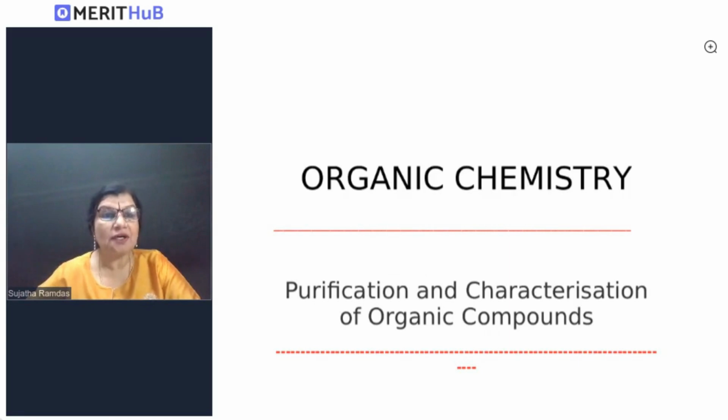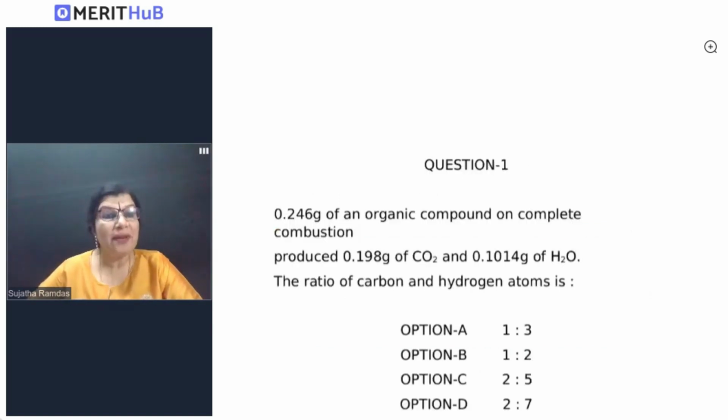The first chapter in organic chemistry that you have learned in class 11 is purification and characterization of organic compounds. It deals with the qualitative and quantitative estimation of elements. Now, two numerical oriented questions have been chosen.